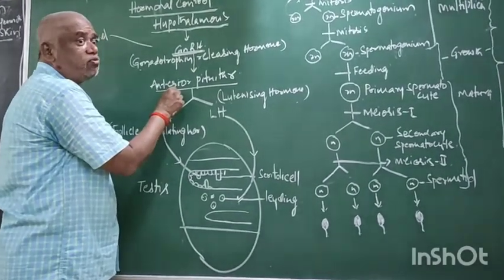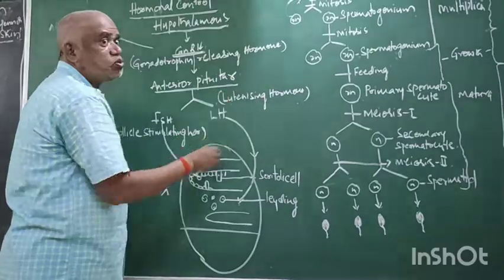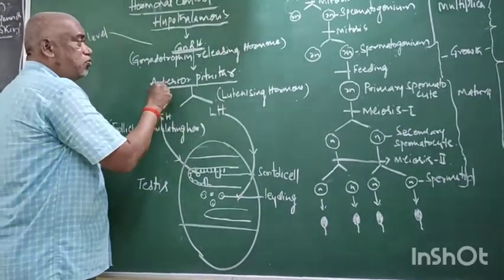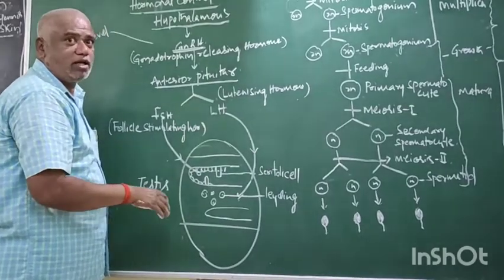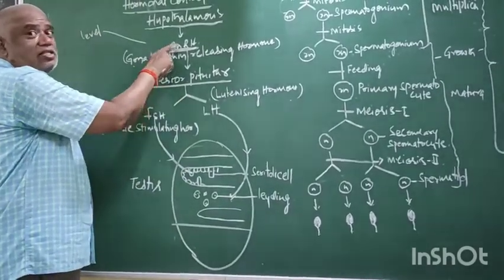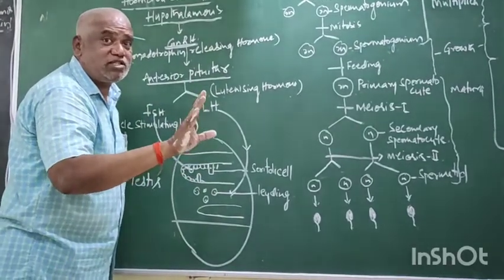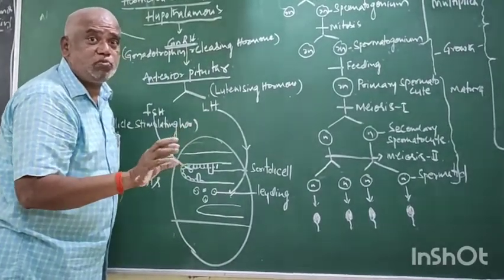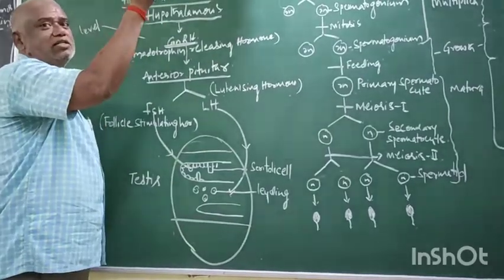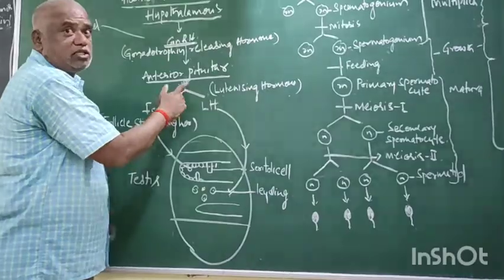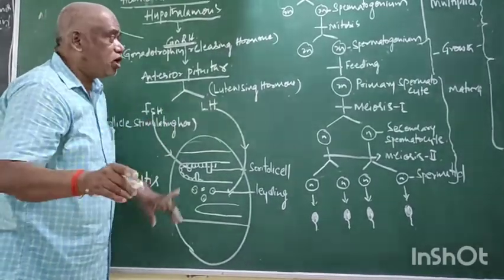Now, what is required for the stimulation of the anterior pituitary? The GnRH level increases. The mere presence of GnRH does not stimulate. When the level of GnRH increases, the anterior pituitary is stimulated and produces two important hormones.